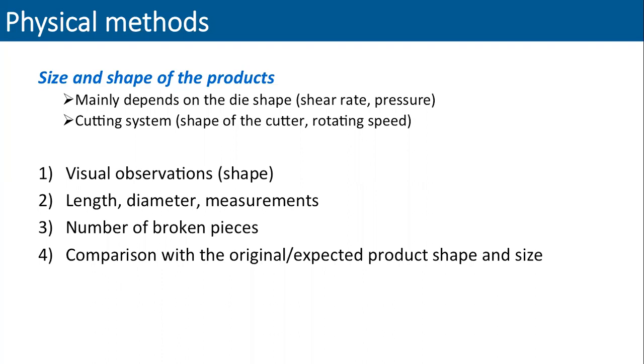The percentages of high good quality and bad quality. And length and diameter, you can measure length and diameter. If it is a pasta processing line, you can measure its length and diameter, and the number of broken pieces, percentage of broken pieces. The sample is 10. You have three broken pieces. It means 30% error, and you can compare with the original or expected product.